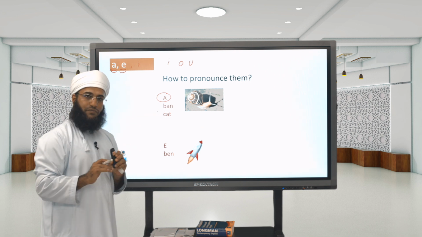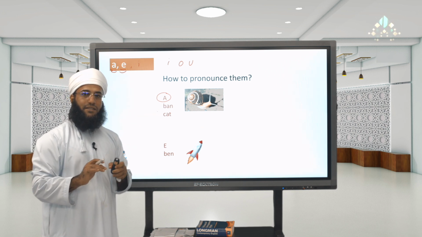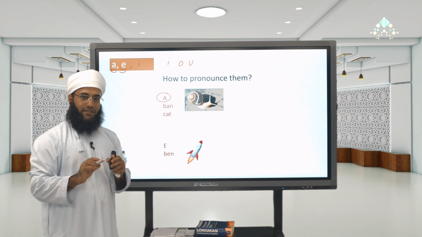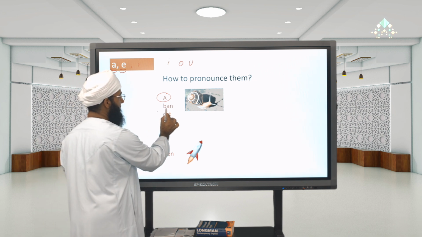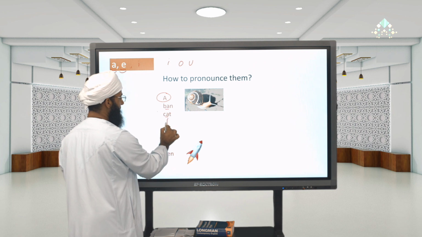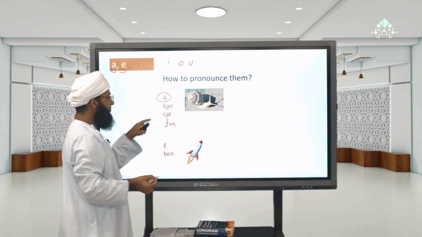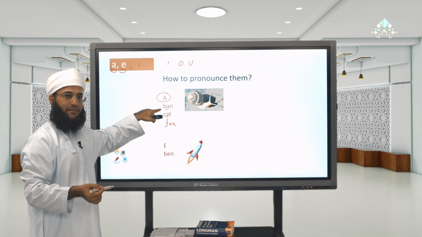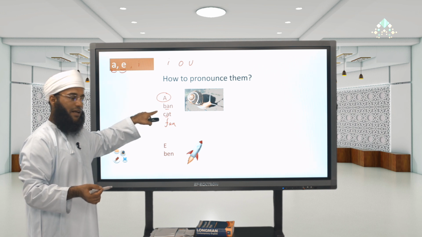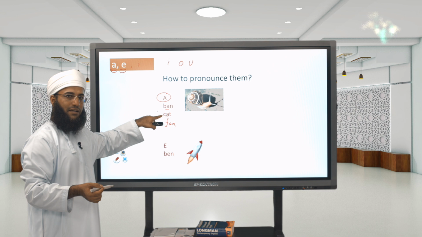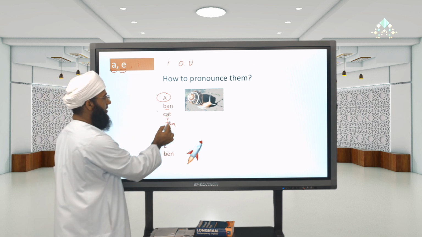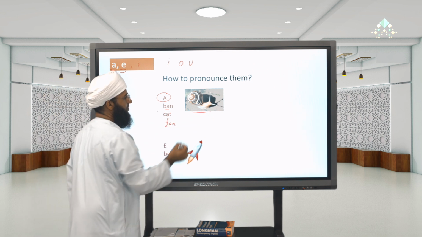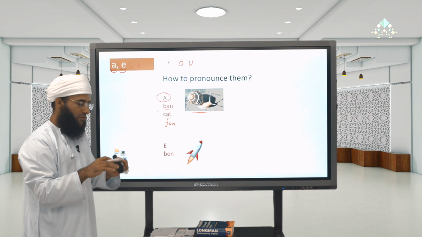An example? Ban, cat, fan. Ban, cat, fan. Can you see? It's a little bit slow. Look at the snail, it's slow.